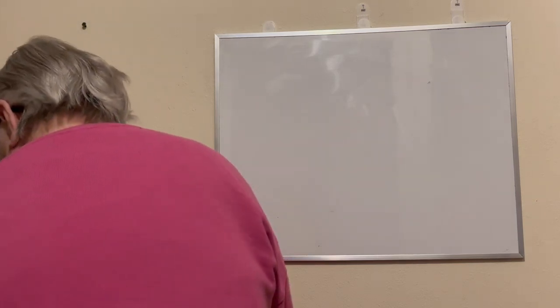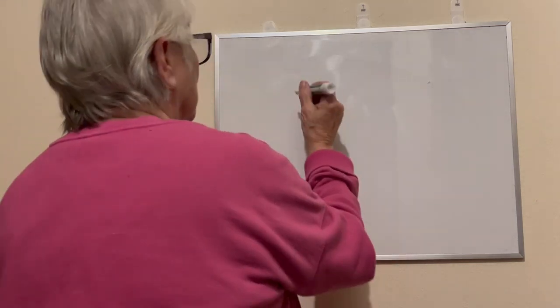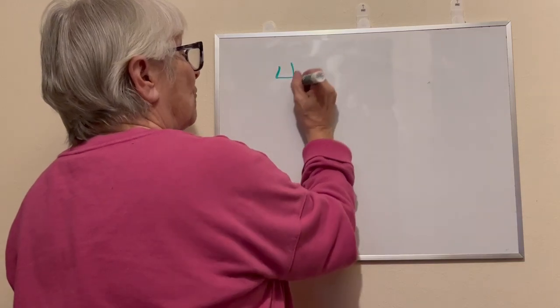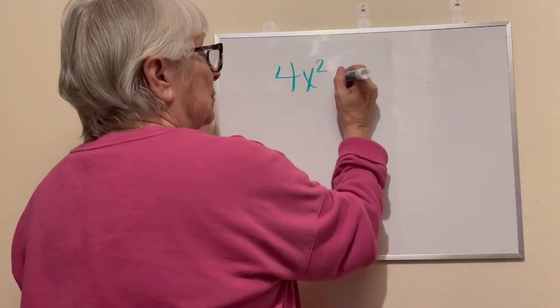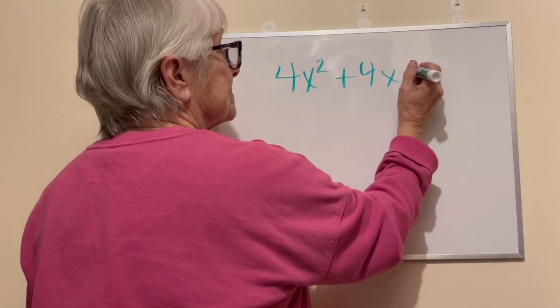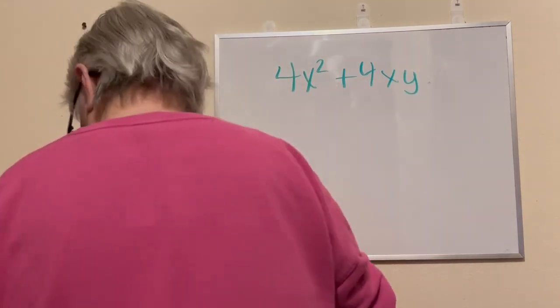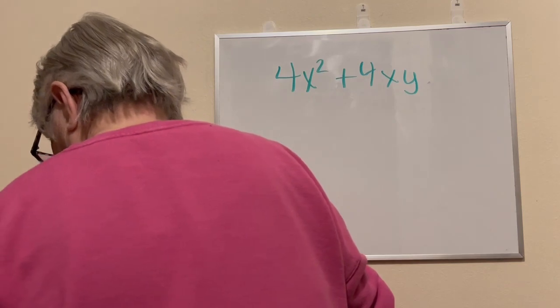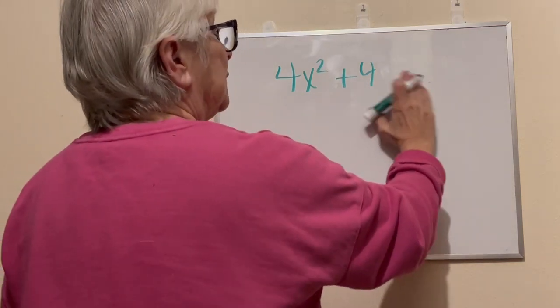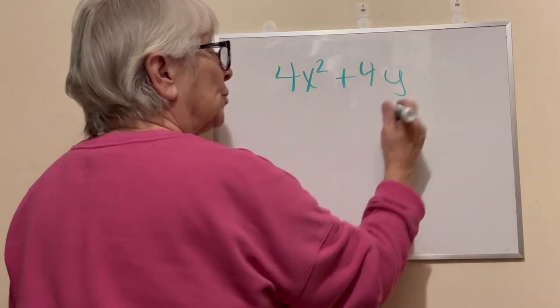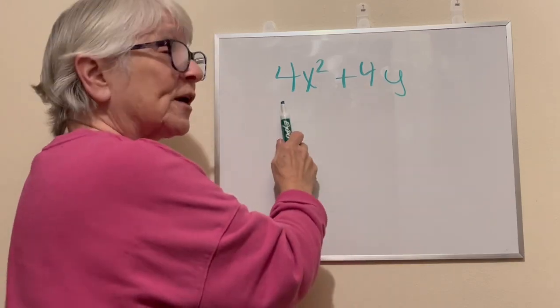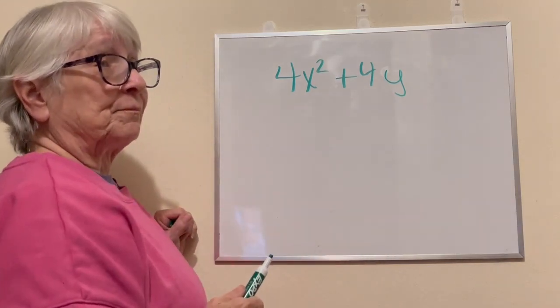Okay. Now, let's try this one. 4x squared plus 4xy. Nope, I got that wrong. It's just 4y. I knew when I looked at it it was wrong. So 4x squared plus 4y.